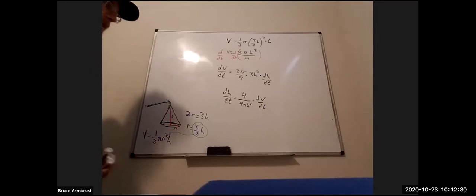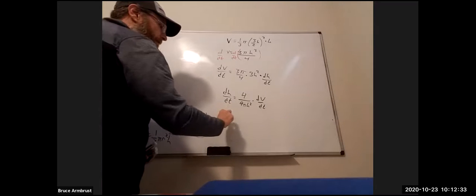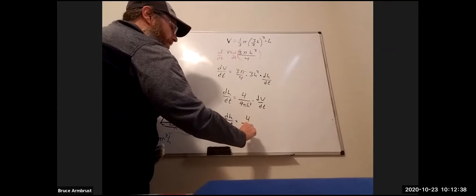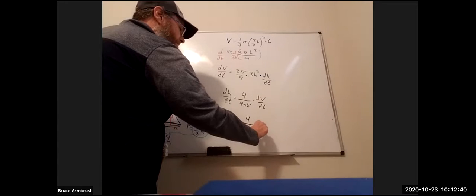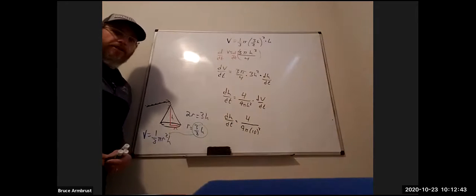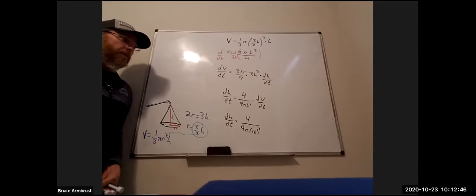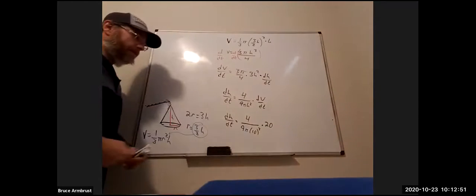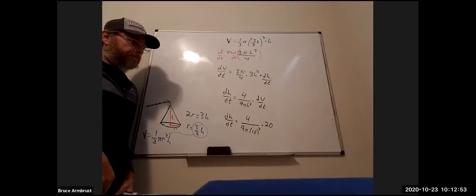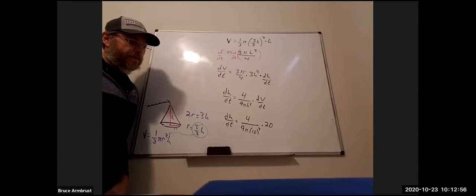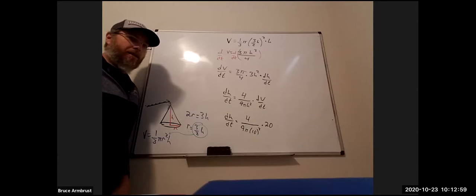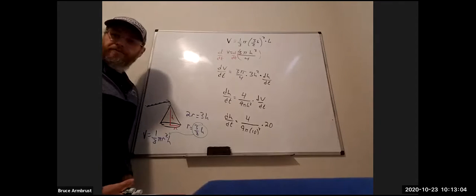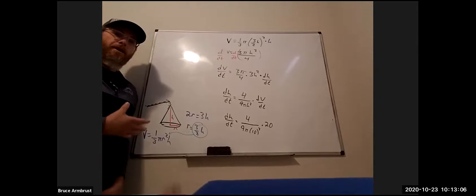Well, now's where we would plug in the numbers that they told us. I'm not going to go back to that screen, but I'm going to tell you that we were told that the height was 10 feet. So we were looking at the rate of change when the height was 10 feet. And we were told that this was coming on at 20 cubic feet per minute. So we punch those numbers in, we get what we get. But that's the rate of change in the height of this cone.